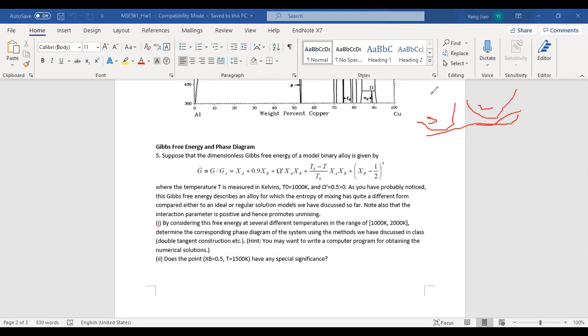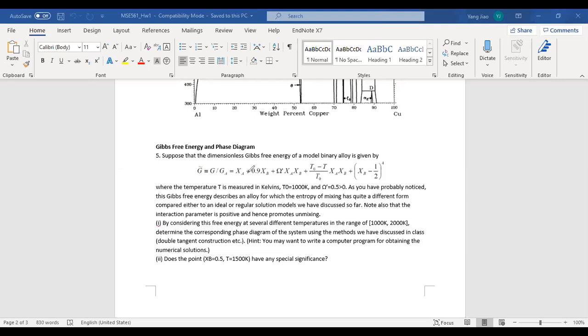Now, how could we do this? Well, the idea is very similar. First, I think this is a reasonable question because it shows you that, as I emphasized many times in the class, the regular solution, even though it is the best model that we described in the class, is not going to be applied to any real solution. It is a better model, but it's still not the best model. You can see that the form of the free energy is already very complicated.